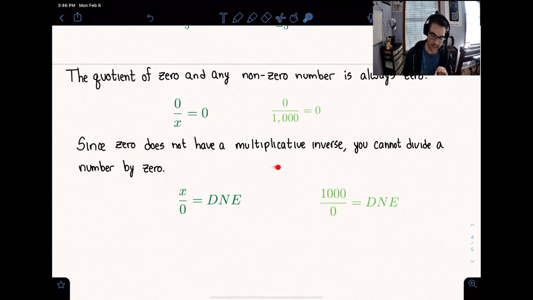Since 0 does not have a multiplicative inverse, we cannot divide anything by 0. x over 0, can't do it, doesn't exist. 1,000 over 0, doesn't matter, can't do it, doesn't exist. The old joke is only Chuck Norris could divide by 0, but even he can't do that.